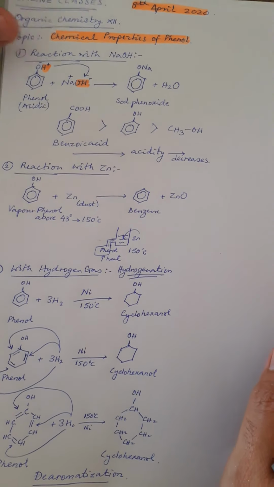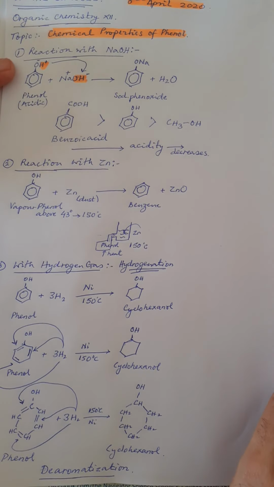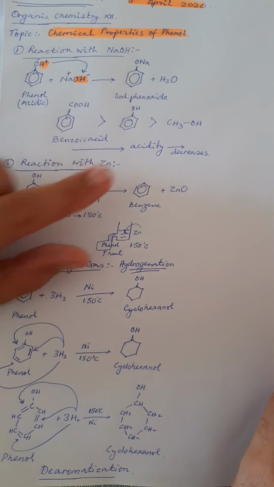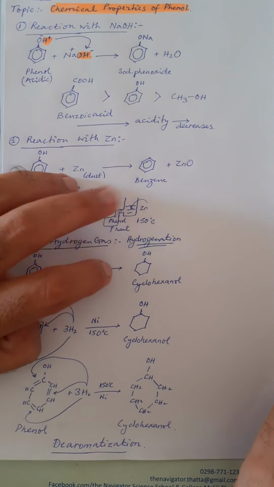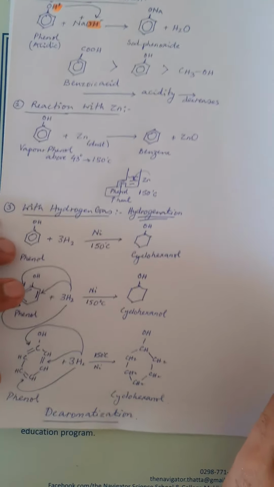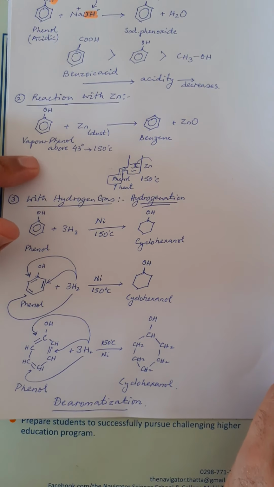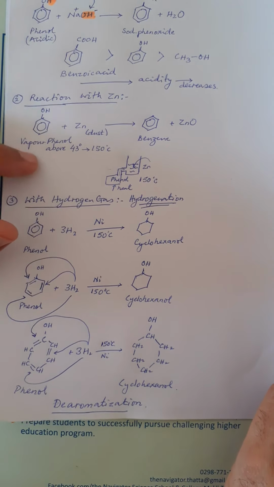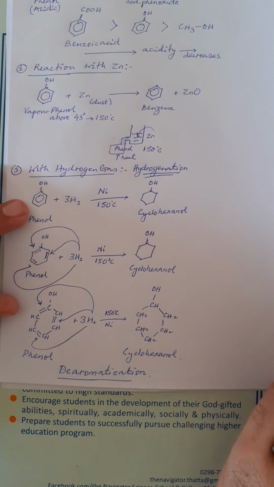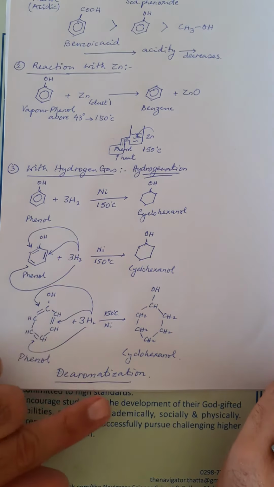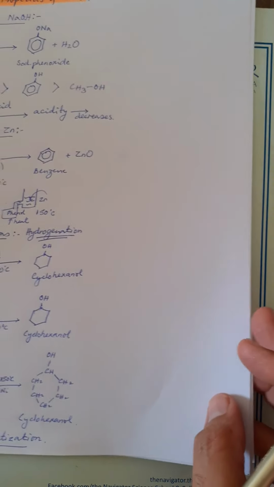First, with sodium hydroxide, it behaves as an acid, and this is the order of acidity. With zinc dust, it can easily convert into benzene. The process is very simple. In fact, this is one of the methods of preparation of benzene, and also a famous reaction for the annual examination. This as well, hydrogen is added under some conditions. I explained the conditions to you. I hope you got this reaction as well, and there is no confusion in this case.